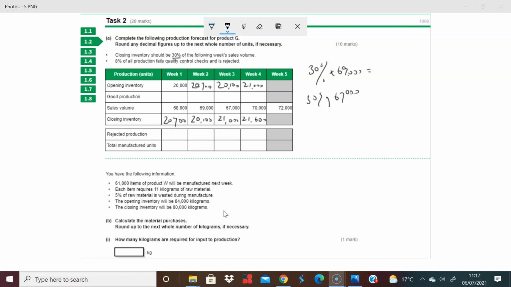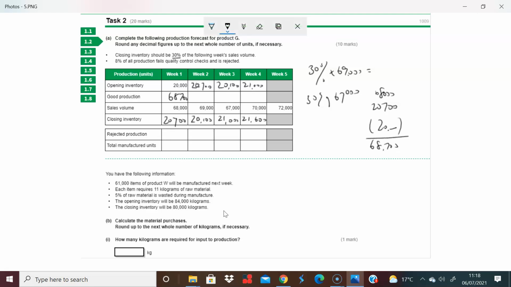You already have, well, two things. You need to push out 68,000, so you definitely have to produce those, and then you also have to produce this extra here, what's closing, because you need to keep those, but you have 20,000 already at play. So you have 68,000 plus 20,700 minus 20,000 because these already exist. So sales volume plus closing inventory minus opening inventory will give you your production. So 68,000 plus 20,700 minus 20,000 gives you 68,700.